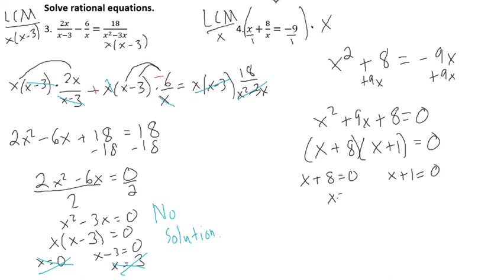And we get x equals negative 8 and x equals negative 1. Our only restriction on our domain, which would make our denominator 0, is when x is 0. Neither one of these is a solution, so our solution is negative 8 and negative 1 here. All right, let's look at our next example.